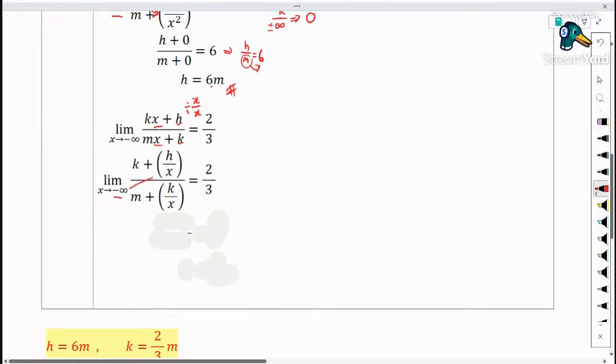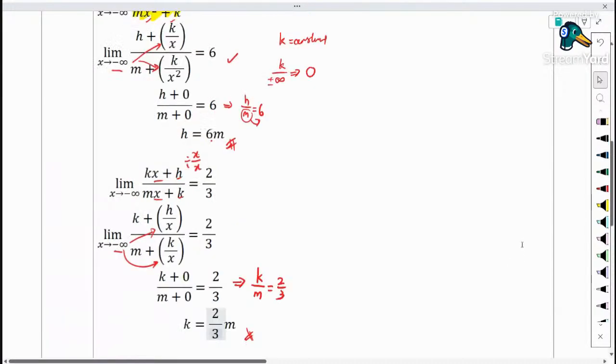Direct substitution of infinity inside these two bracket terms here is supposed to give us 0. So I have (k + 0)/(m + 0) equals 2 over 3. Then from here, you know that this is k over m equals 2 over 3. So therefore, writing k in terms of m, I have the answer k equals 2 over 3 m. Now we have done the first part to get the answer of h and also k.